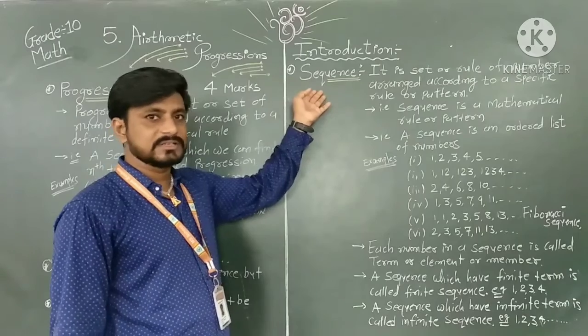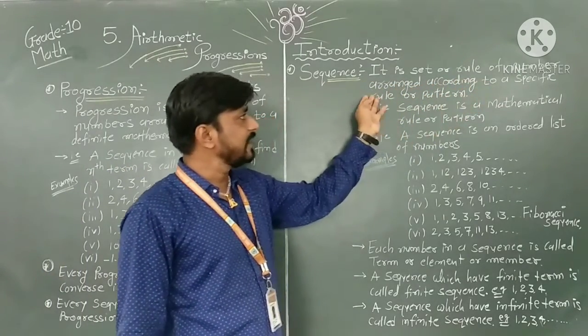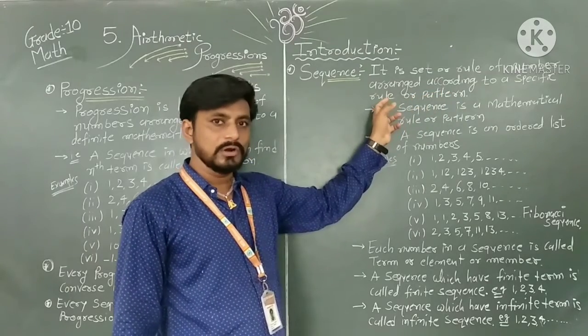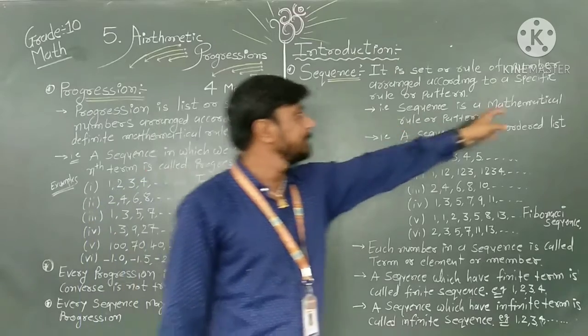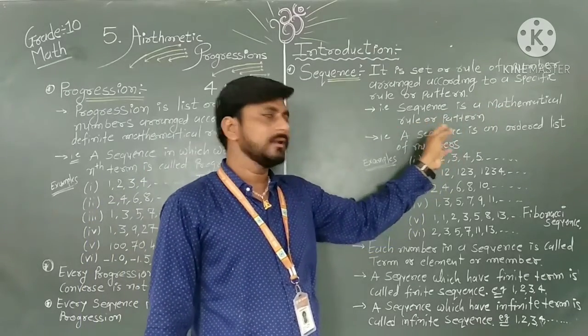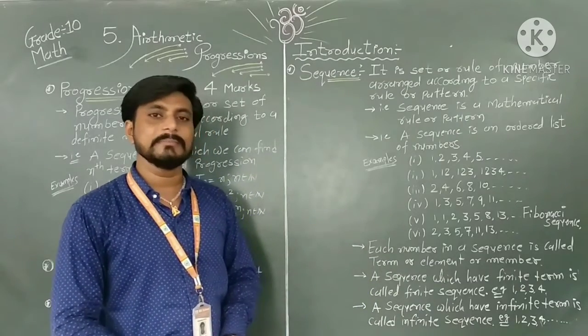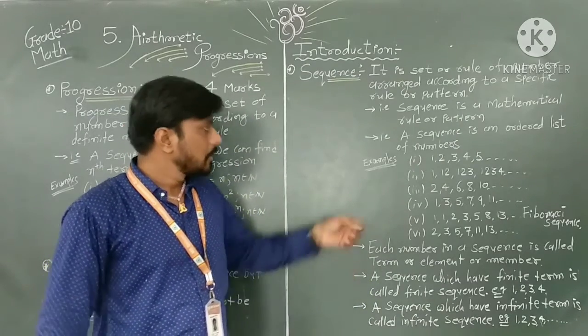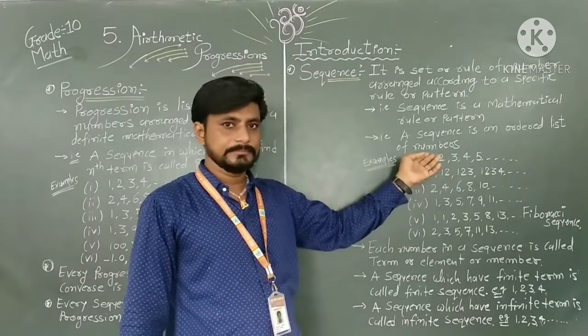What is a sequence? It is a set of numbers arranged according to a specific rule or pattern. That is, a sequence is a mathematical rule or pattern. Simply, what is a sequence? A sequence is a mathematical rule or pattern. Moreover, a sequence is an ordered list of numbers.